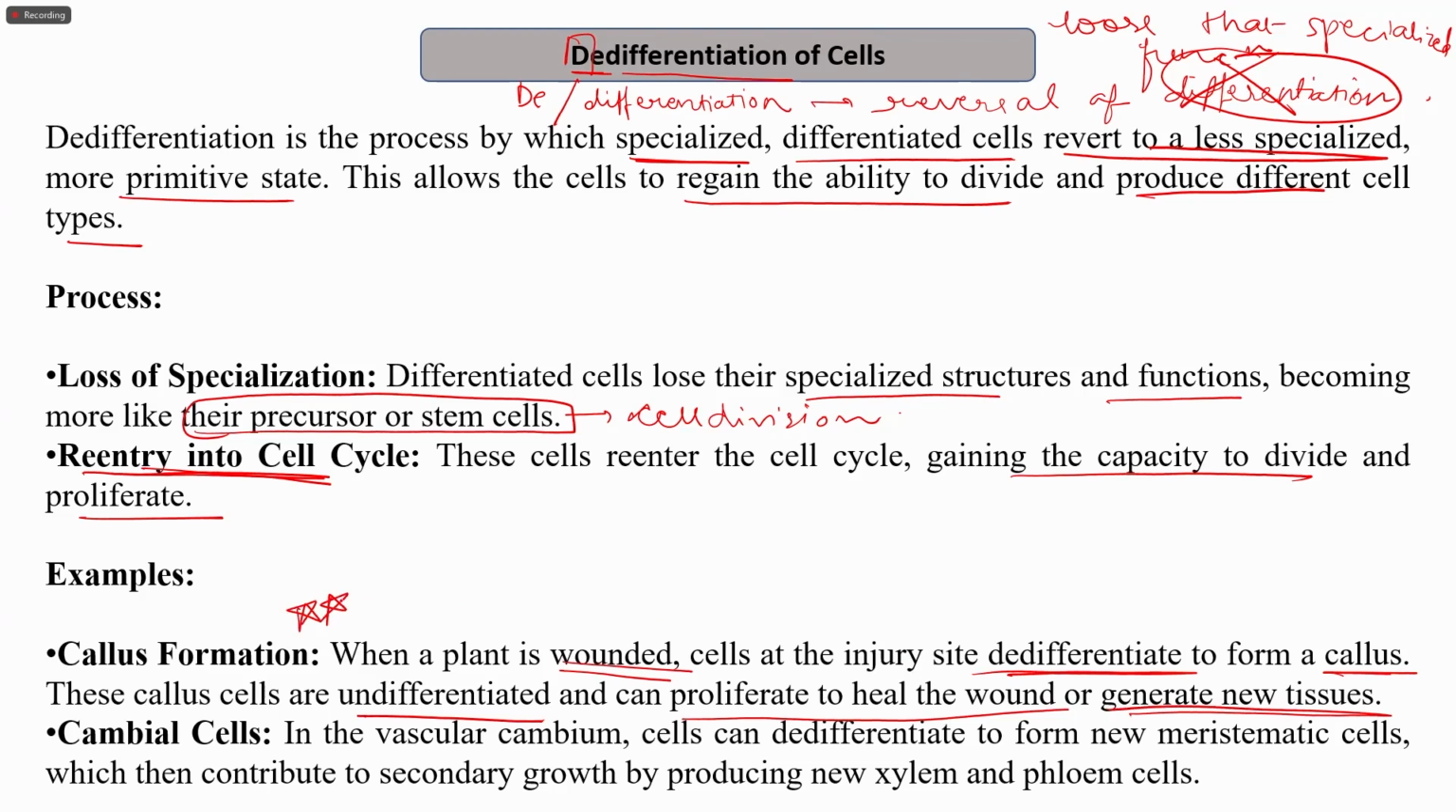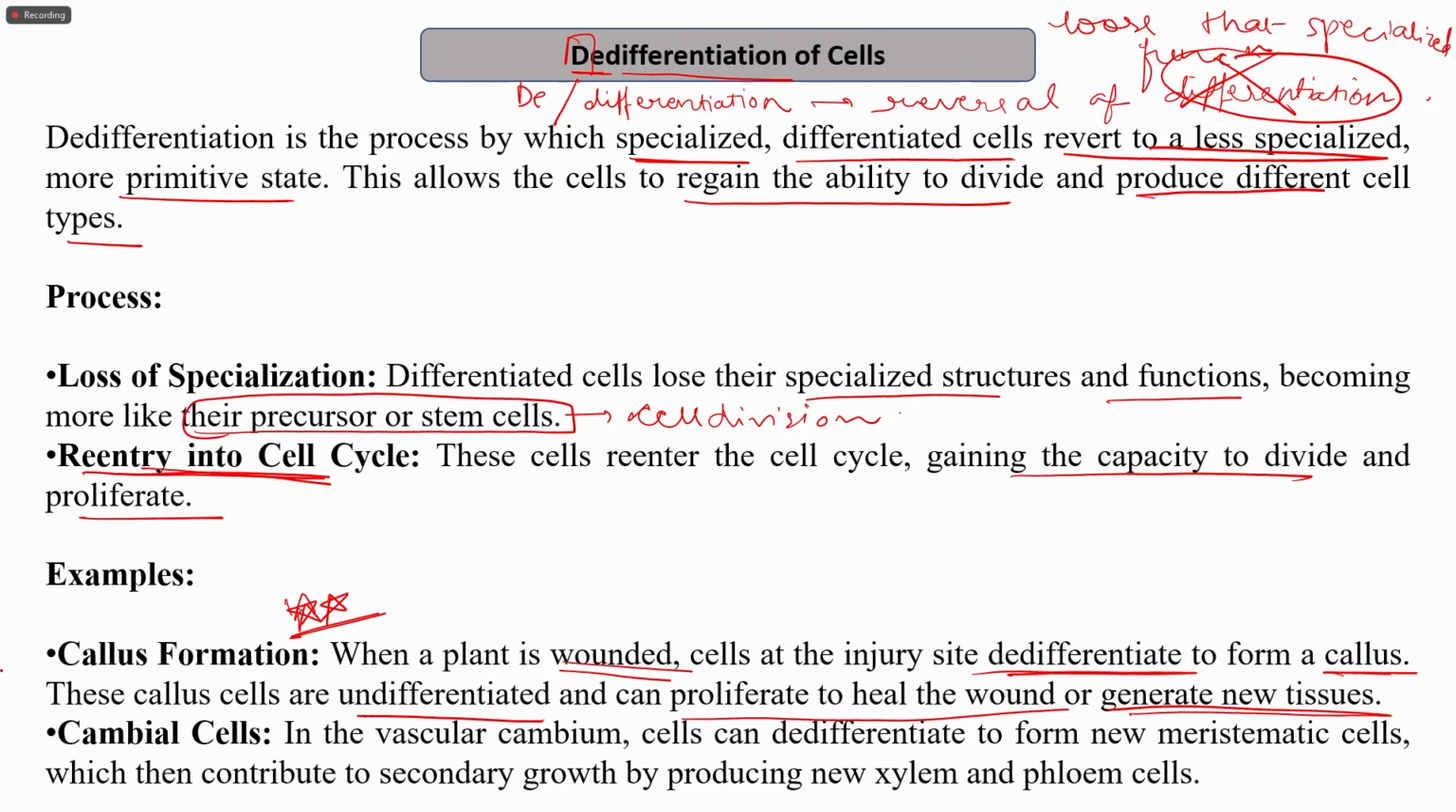Whenever the formation of new tissue is required, in those cases, differentiated cells have to undergo de-differentiation so that they can carry out cell division and can undergo proliferation to form the new cells or new tissues.